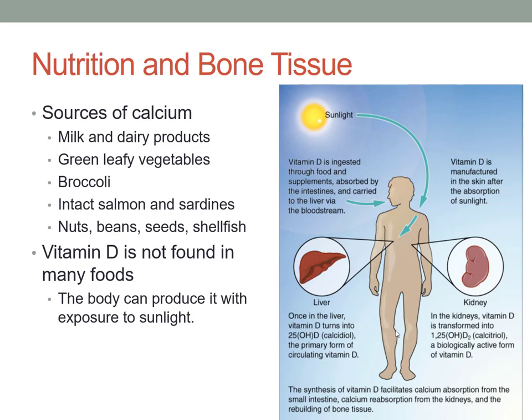In the kidneys, vitamin D is transformed into calcitriol, which is a biologically active form of vitamin D. So again, remember that vitamin D is stored in its different forms in the liver and the kidney, you need sunlight to produce that, and then you need vitamin D for calcium to be absorbed from the GI system.